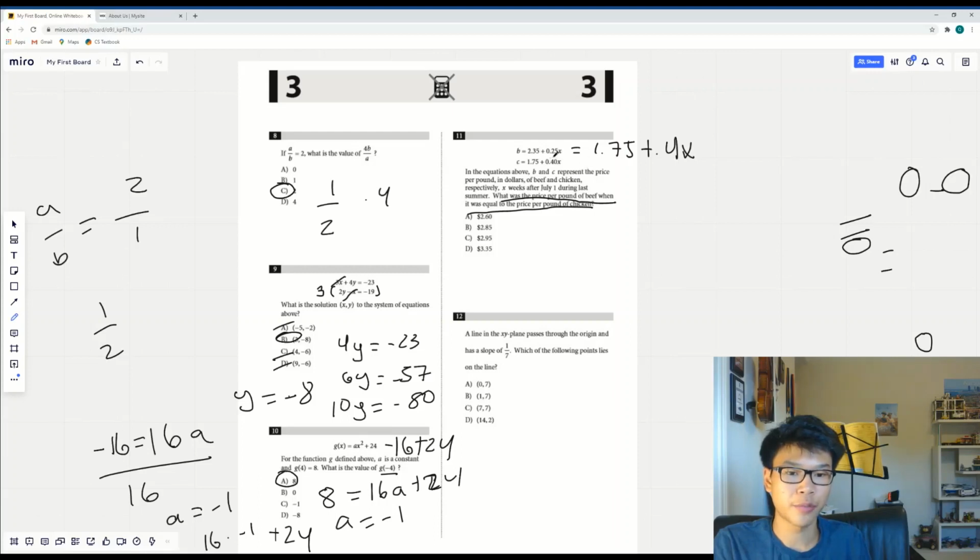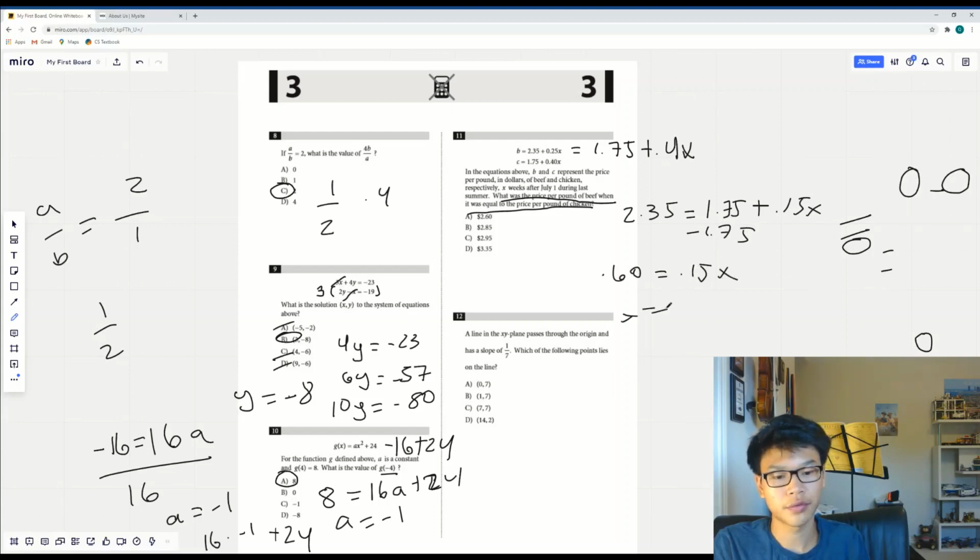So for x, minus 0.25 from each side. So it's going to be 2.35 equals 1.75 plus 0.15x minus 1.75. That's going to be 0.6 equals 0.15x. X equals 4. Sorry for that handwriting.